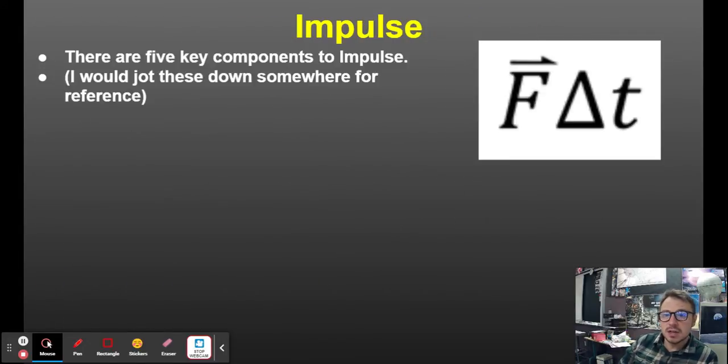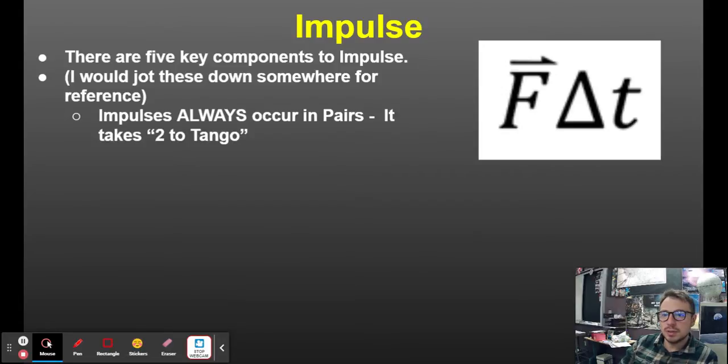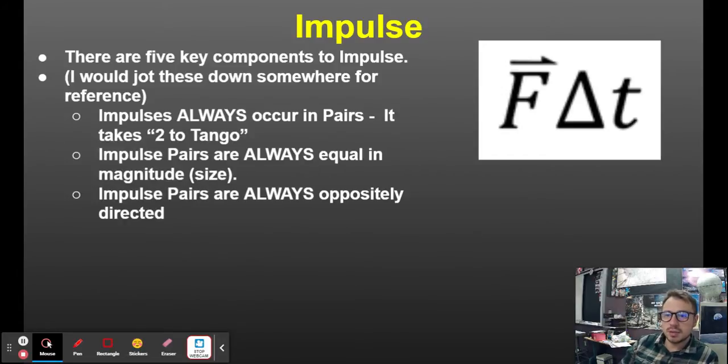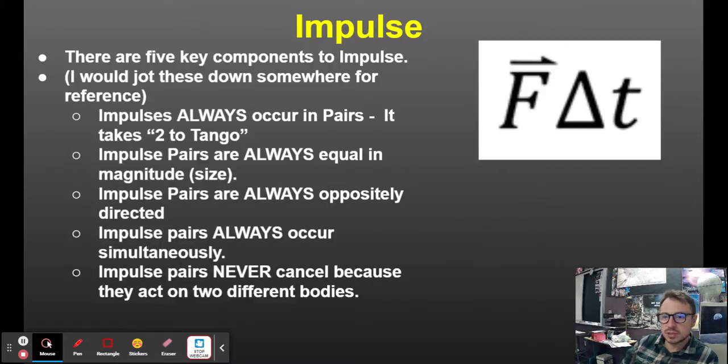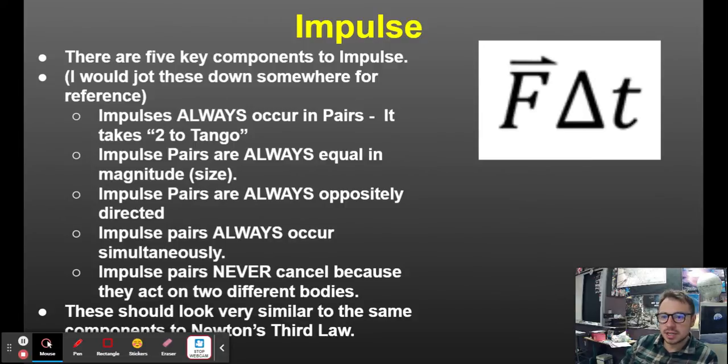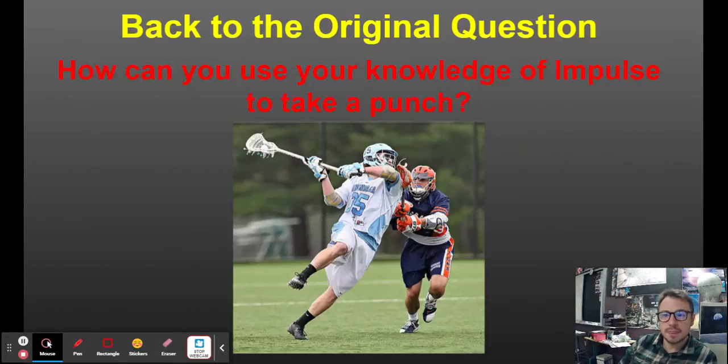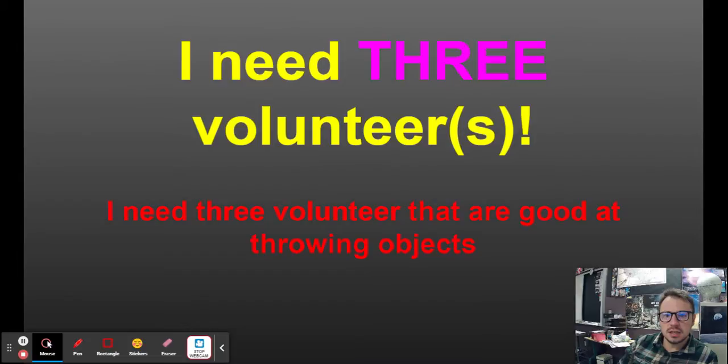So the five key components to know about impulse are, well, impulses always occur in pairs. Impulse pairs are always equal in magnitude. Impulse pairs are always oppositely directed. Impulse pairs always occur simultaneously. And impulse pairs never cancel because they act on two different objects. Right? And these should look similar, and these should look exactly the same as force pairs when we learned about Newton's third law.